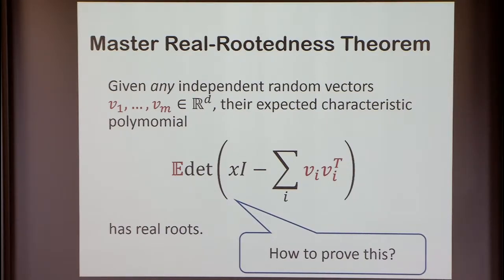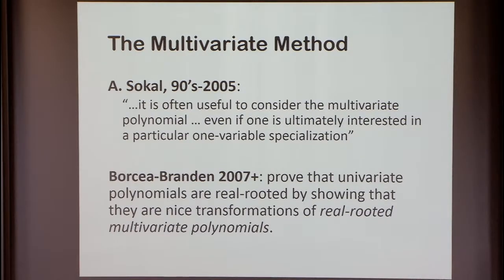So to do this, we follow this philosophy which has been around in statistical physics for a while, which is that if you want to prove that a univariate polynomial has real roots, often it's useful to look at it as a restriction of a multivariate polynomial. It's often easier to prove that multivariate polynomials have real roots, which I'll get to in a moment, and use that to deduce results about the univariate polynomial. The reason, roughly speaking, is that the space of transformations that preserve multivariate real rootedness, which I'll describe in a moment, is much richer and more flexible than what you get in the univariate case. So this is what we're going to do.